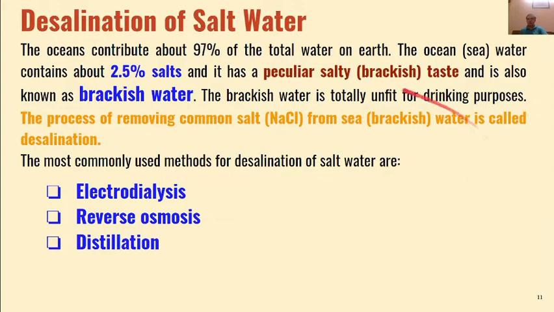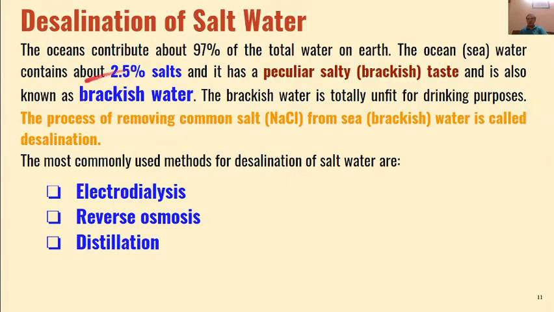Then next is desalination of water. We have seen that of the total water on earth, 97% is contributed by oceans. That means seawater is 97%, and this seawater contains about 5% salts. Because of the presence of this salt, the taste of this water becomes peculiar, that is brackish taste or salty taste.